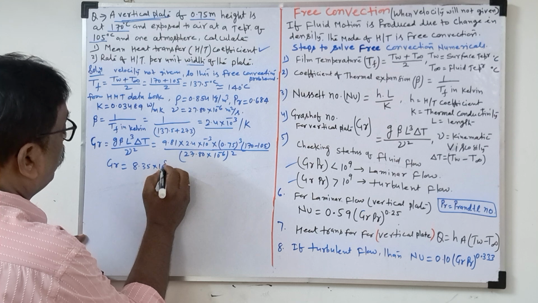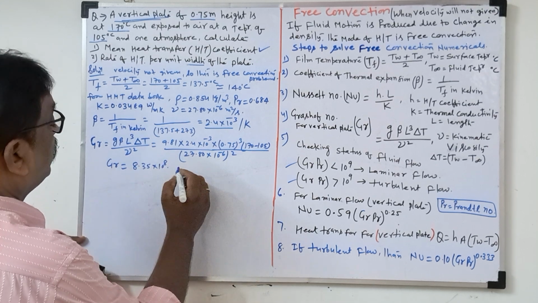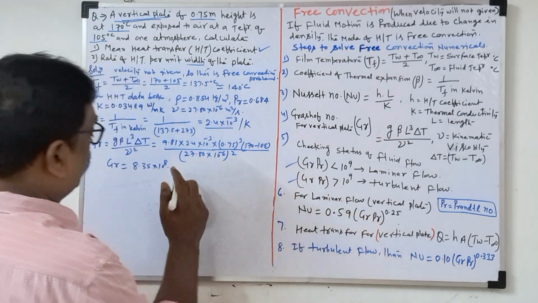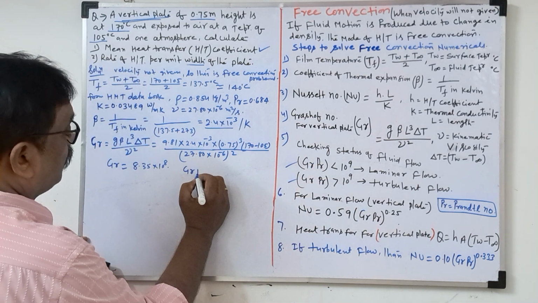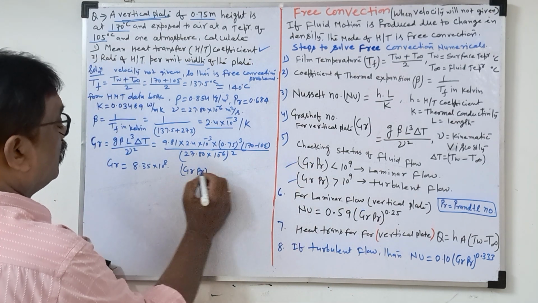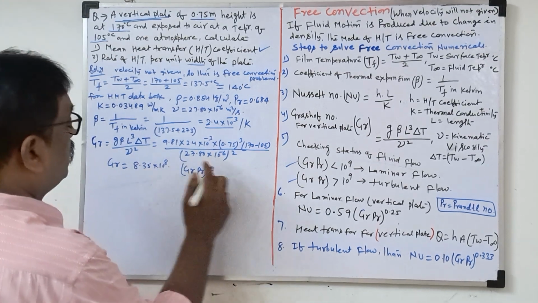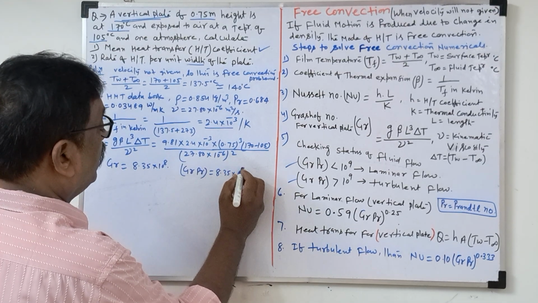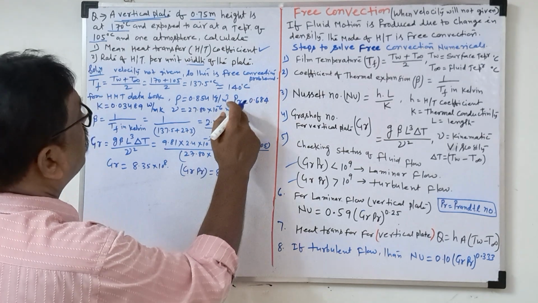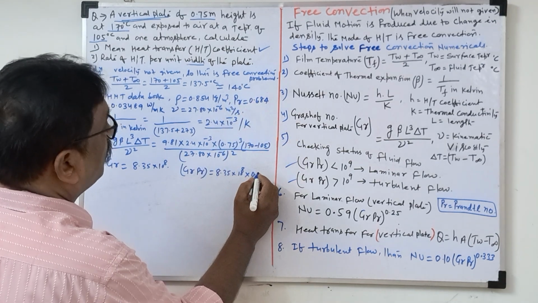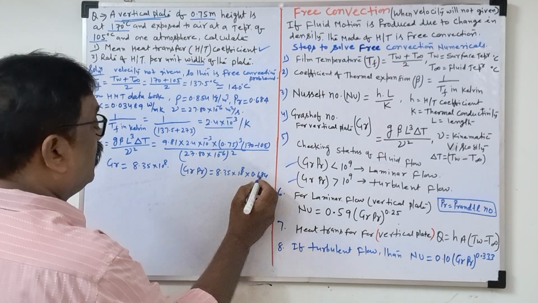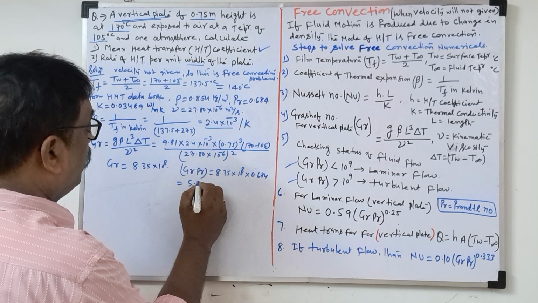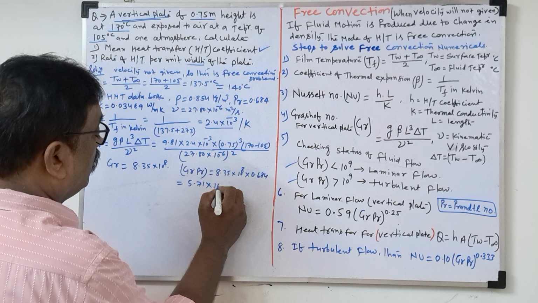8.35 into 10 power 8. Now we'll find the status of fluid. Before this we need the product of this, the GrPr product. So GrPr product: 8.35 into 10 power 8 into the Pr value 0.684. If you find this value, it is coming 5.71 into 10 power 8.